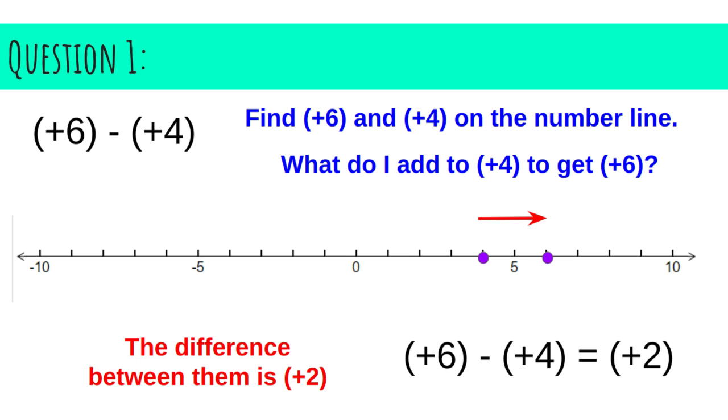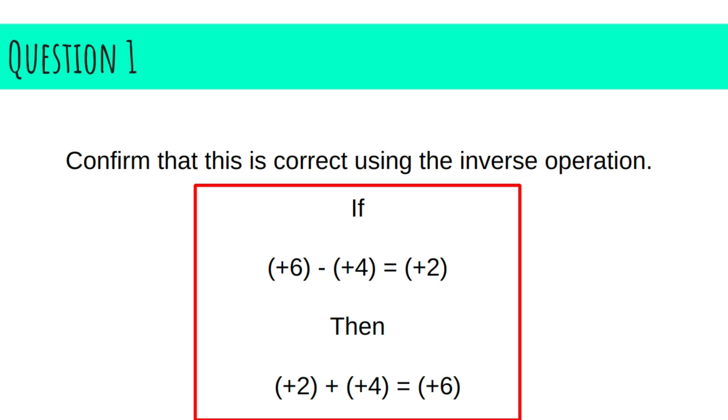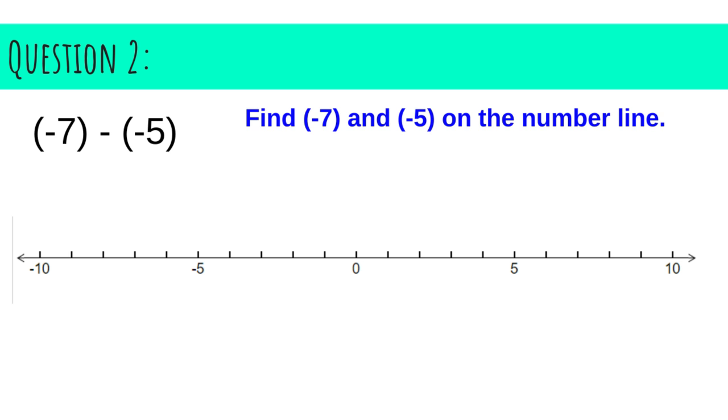It's always helpful to try our inverse operation to confirm that this is true. If positive 6 minus positive 4 is positive 2, then positive 2 plus positive 4 should be positive 6. And it's true, it works. Let's try another one. Negative 7 minus negative 5.